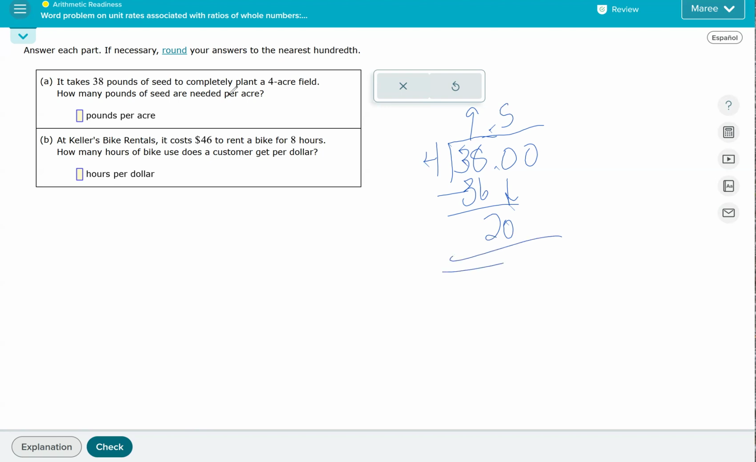Now we're supposed to round to the nearest hundredth if necessary. So we don't really have to. We're going to do 9.5. If they said we had to round, then we will put a 0 there, but we don't really have to.